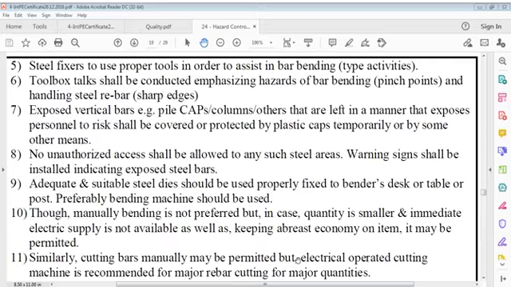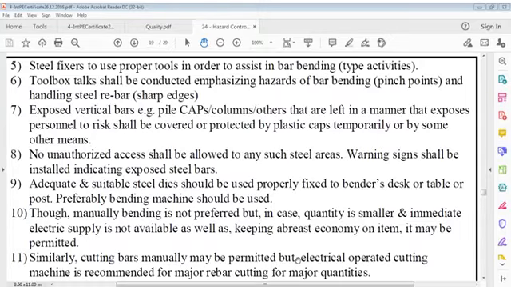So it's only a statement that exposed vertical bars should have caps on those ends and should not be left in a manner that exposes personnel to risk. Therefore, plastic caps can be used temporarily. No unauthorized access shall be allowed to such steel areas. Warning signs shall be installed indicating exposed steel bars.